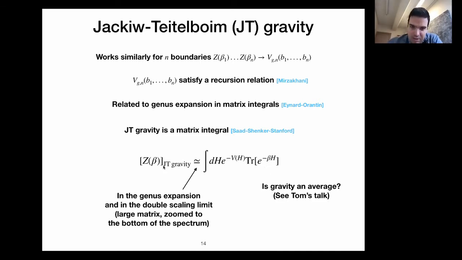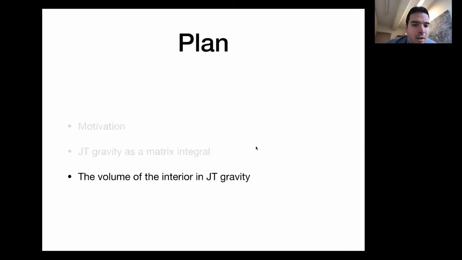Okay, so this is something that you heard a bit about in Tom's talk and leads to many questions, whether gravity is an average. So you have seen that this is a rather big can of worms, and I'm not going to open this in my talk, just use these tools to calculate. Okay, so let me move on to the third part of the talk, which will be about now the volume of the black hole interior. So are there questions at this point?